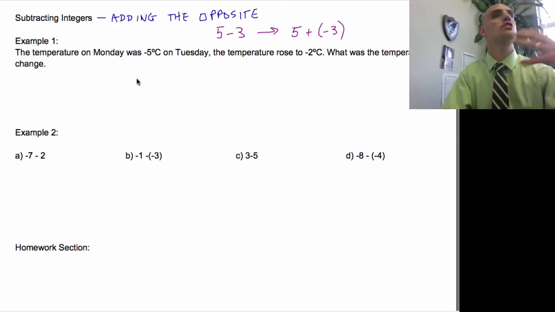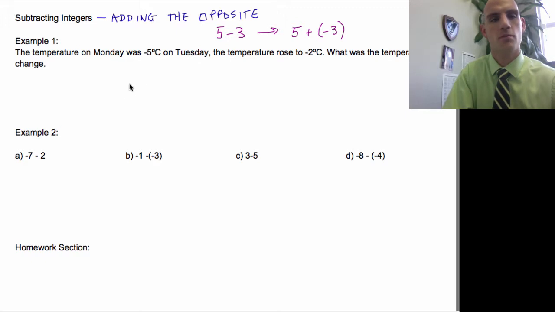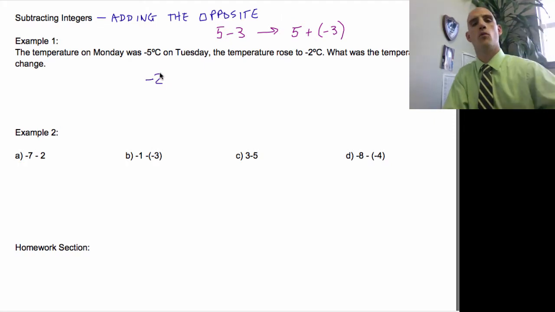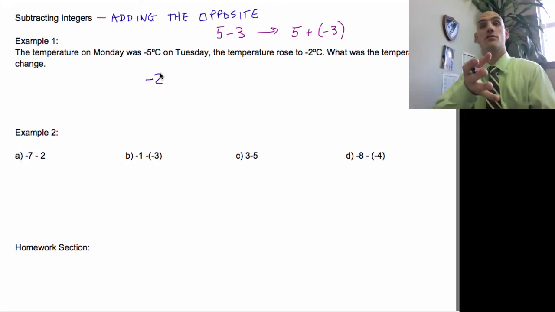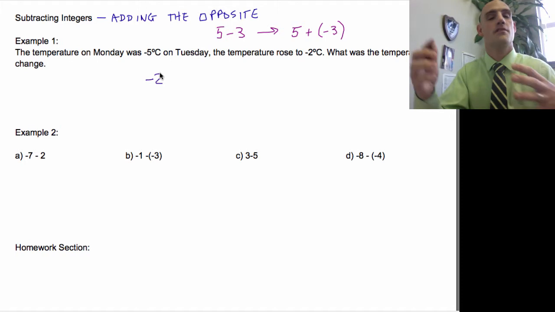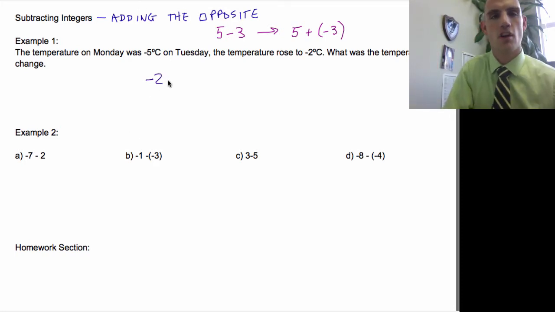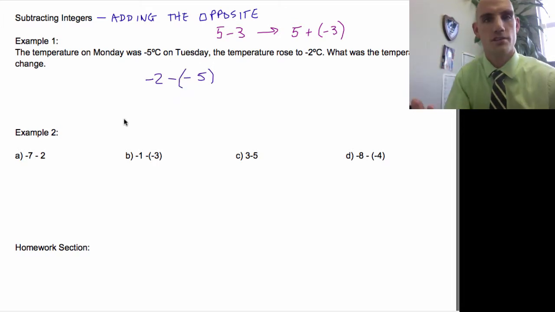Well, to look at what the change was, we start with where we're at now. We're at negative 2 degrees Celsius. And we're going to subtract from that what it was. Like if it's 70 degrees today, we subtract the 40 that it was yesterday, we get the rise of 30 degrees. So we're going to start with negative 2. We're going to subtract a negative 5. And of course, we're going to put this negative 5 in parentheses so as not to confuse ourselves.